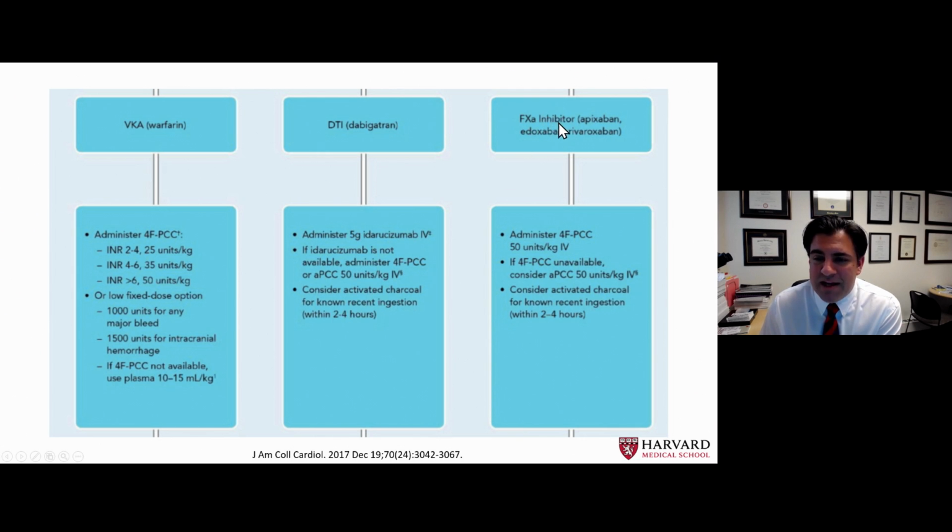For the factor 10A inhibitors, the new table pulls out apixaban and edoxaban and adds in the first step use of andexanet alfa before continuing on to this chart. For apixaban and rivaroxaban, those are the only ones for andexanet alfa. Edoxaban was not included in the FDA approval for andexanet alfa, so for edoxaban, you go straight to this. For apixaban and rivaroxaban, you use andexanet alfa.